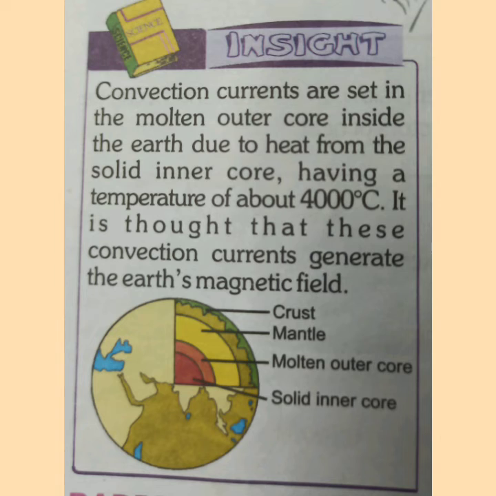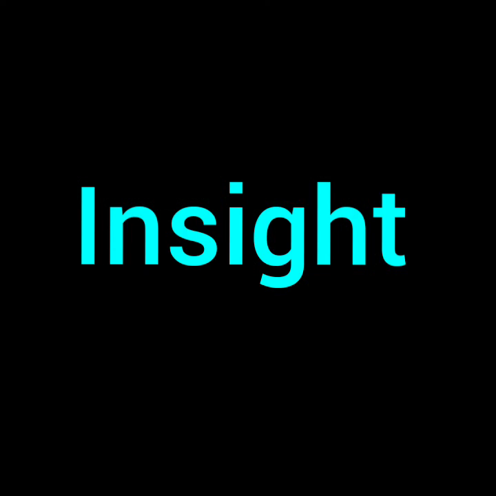Insight: convection currents are set in the molten outer core inside the earth due to heat from the solid inner core having a temperature of about 4000 degrees Celsius. It is thought that these convection currents generate the Earth's magnetic field.